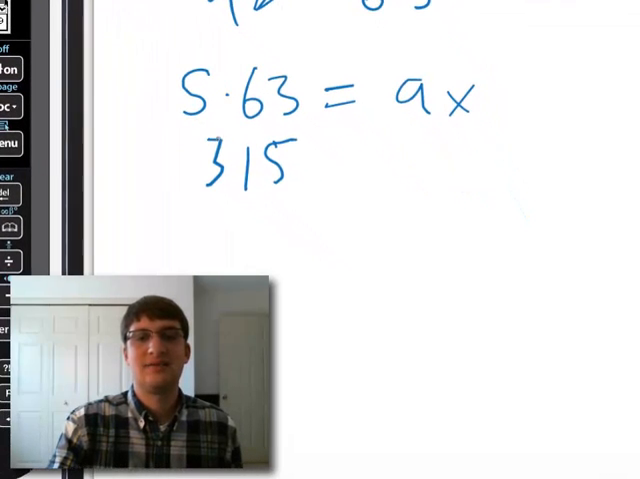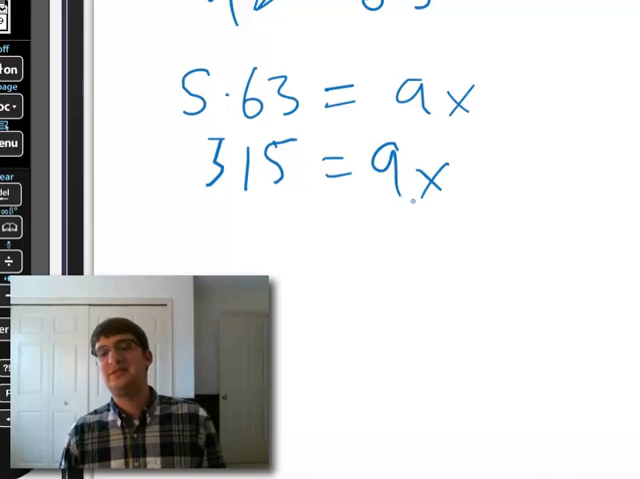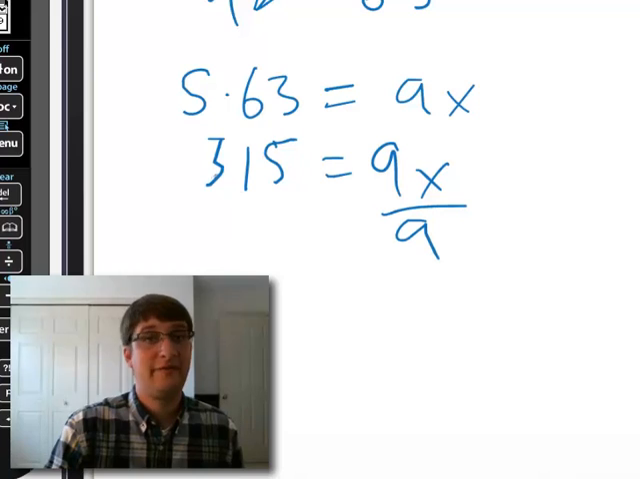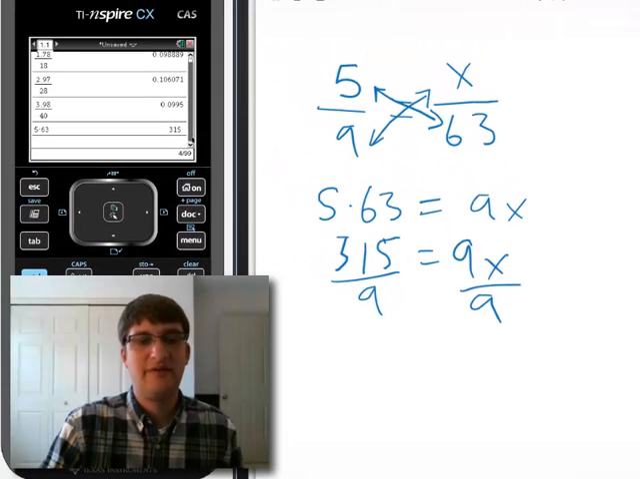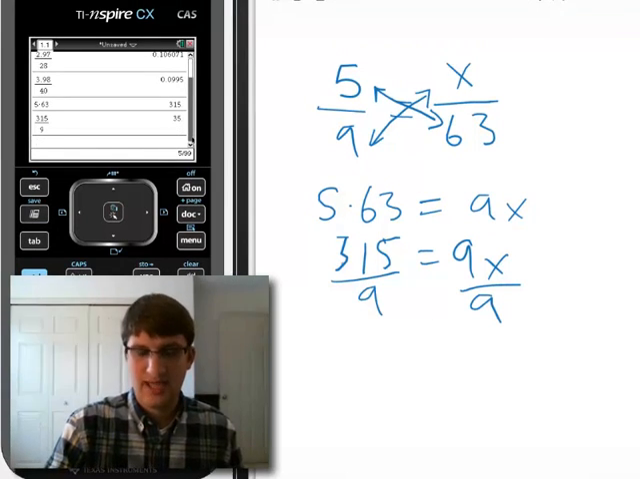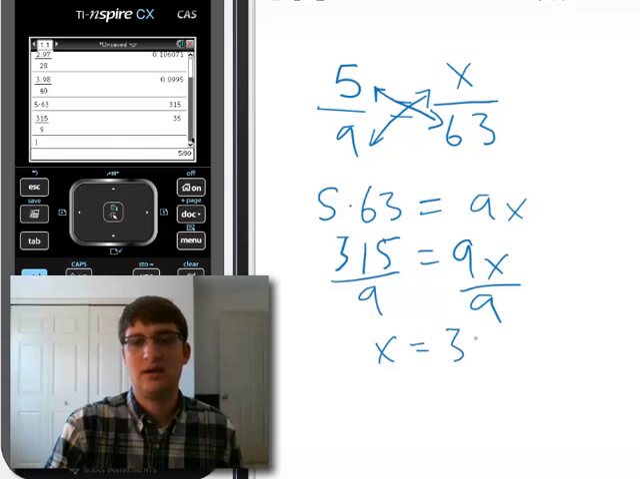Looks like I lost the part of my 3 there, equals 9x. Okay, so 315 equals 9x. Using our knowledge of how to solve linear equations, we can go ahead and divide each side by 9, and we have 315 divided by 9. On my calculator, when I punch that in, I get 35. Okay, so x equals 35 is going to be our answer.